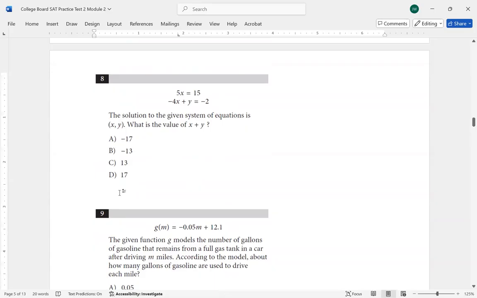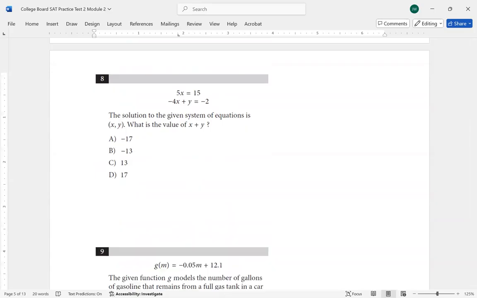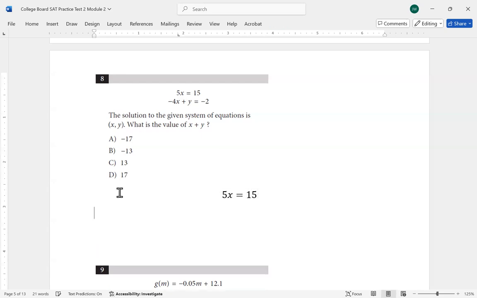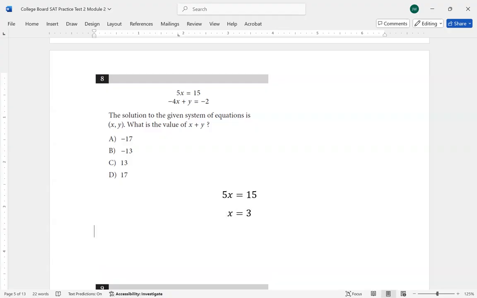Number 8 gives us two equations. It says the solution to the given system of equations is x comma y. What is the value of x plus y? Well, we start with this first equation. The first equation is 5x is equal to 15. There's no y value there. So we can solve for x directly here. Just divide both sides by 5, and I end up with an x value of 3.